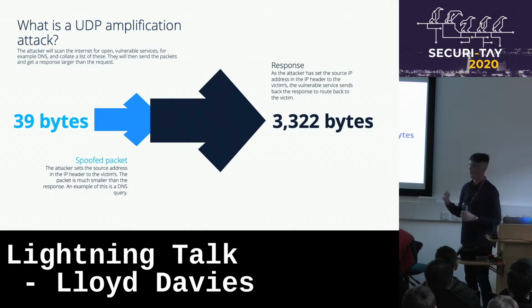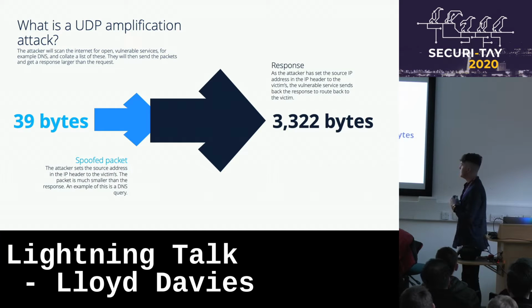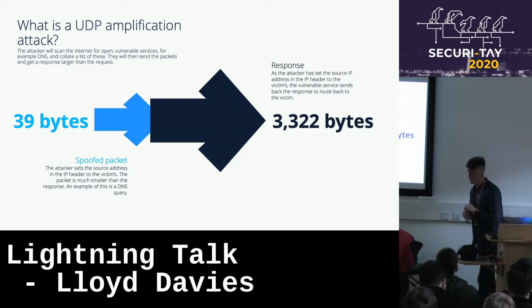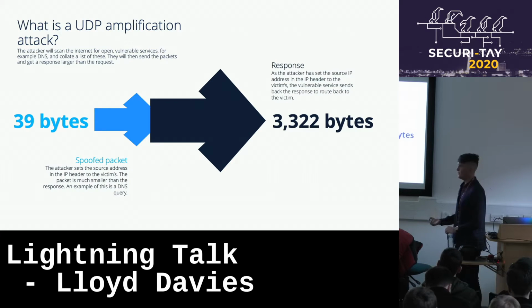As I said, one of the biggest vectors of DDoS attacks is reflection attacks. For example, if you send a 39 byte packet to a DNS resolver, it's going to send you back like 3k bytes.